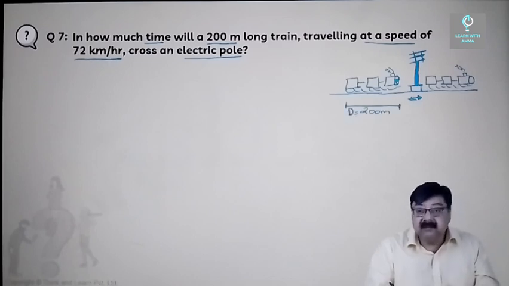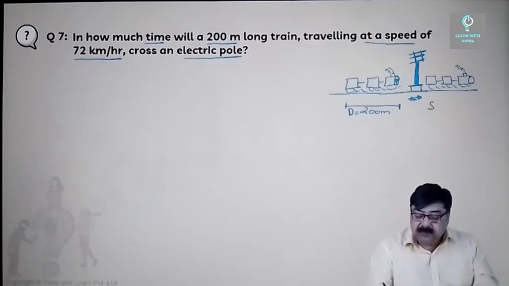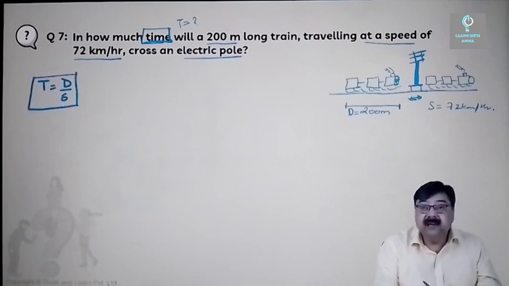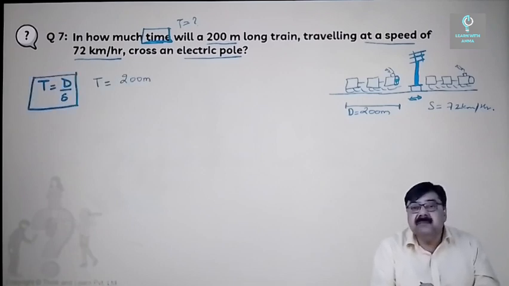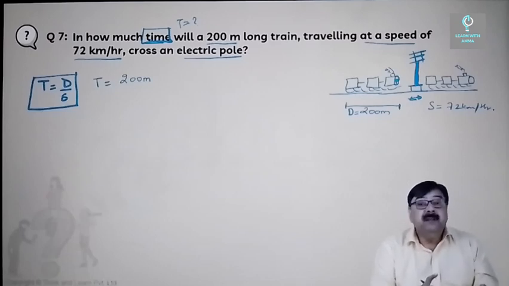This is the distance that it will have to travel because it has to cross itself. Speed is mentioned as 72 kilometer per hour. Time is what we want to find out here. Time we know is distance by speed. Distance is given to us in terms of meters, so kilometer per hour has to be converted into meters per second in case of speed.